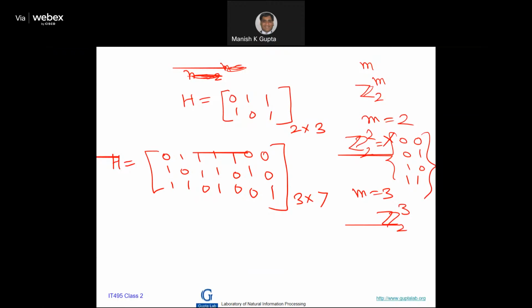So this is the parity check matrix. This parity check matrix generates a code known as the Hamming code. You can check that the parameters of this code are (7, 4, 3). So n is 7, k is 4, and d is 3.